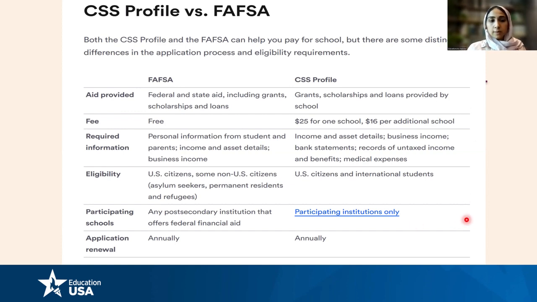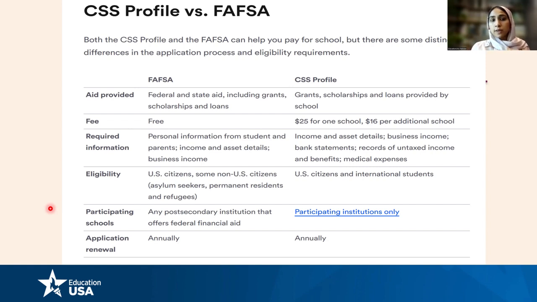When it comes to participating schools, you can check if they require the FAFSA or the CSS profile by going on the university's website. But the CSS profile is taken into consideration by most or almost all private schools. Public institutions or state schools do not consider the CSS profile. However, the FAFSA is taken into consideration by private universities as well as public universities.